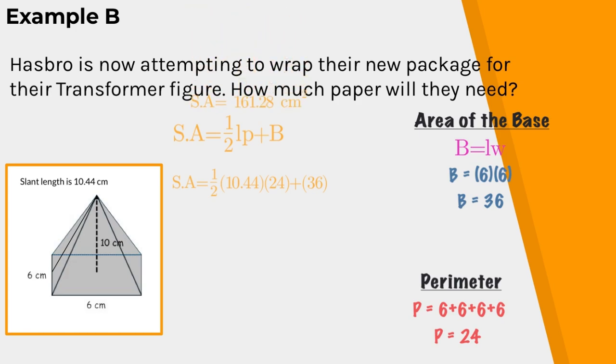But either way that I do that, I should get a surface area of 161.28 centimeters squared. And again, since we're talking about area, even though it's surface area, it's squared. The only time that we use cubed is when we're talking about volume. Now let's take a look at example C.